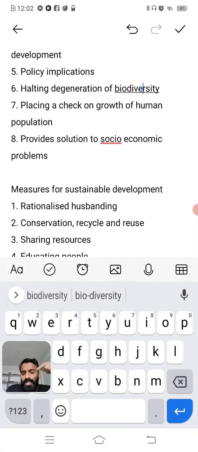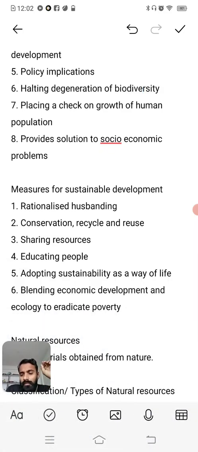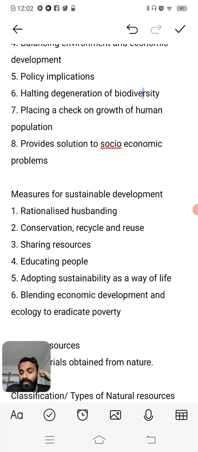Now what are the measures that should be taken for sustainable development? First of all, rationalize husbanding, that is taking care of. Husbandry means taking care of. So we have to be rational in using the natural resources. We have to use the natural resources rationally. Second is conservation, recycle and reuse. So whatever is there, we have to preserve, conserve, protect, and at the same time whatever is possible we have to reuse and also recycle. So that is one of the measures.